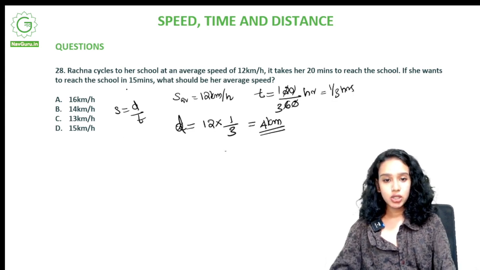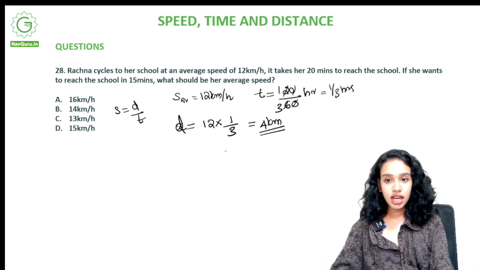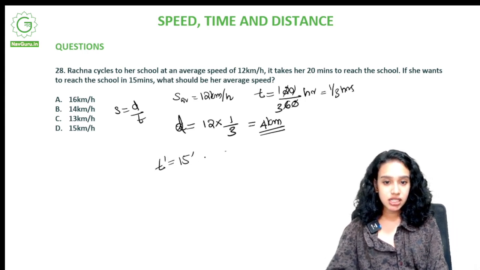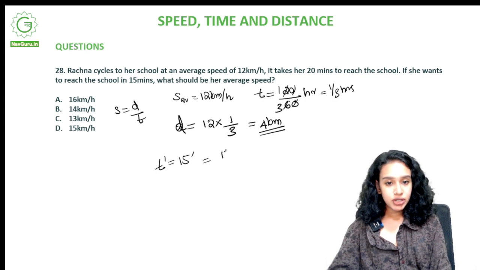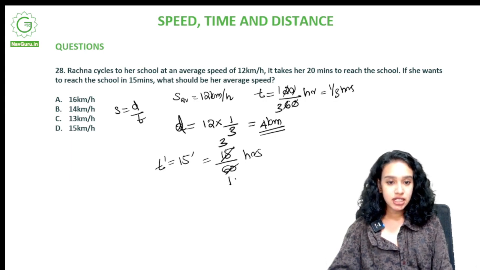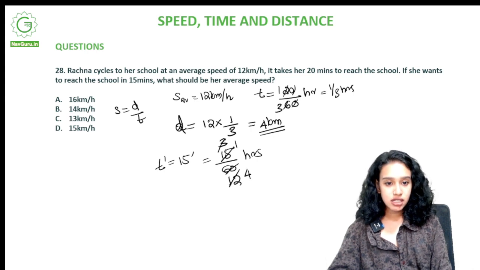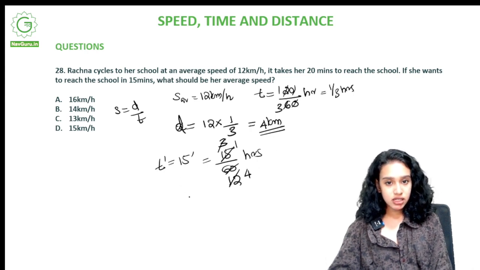So let's find the new time. It's said that she has to reach the school in 15 minutes. So 15 minutes is equal to 15 by 60 hours, right? Let's cancel this out by 5. So 5 3s are 15, 1 5s are 5, and we get 1 by 4 hours, right? So 1 by 4 hours is the new time.